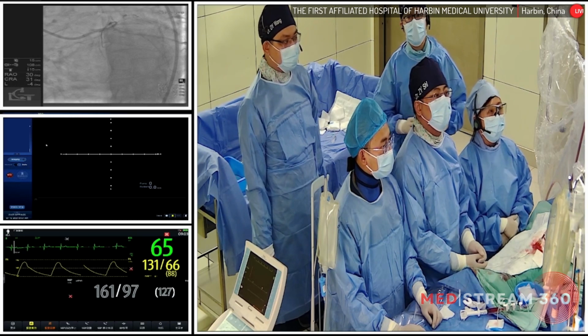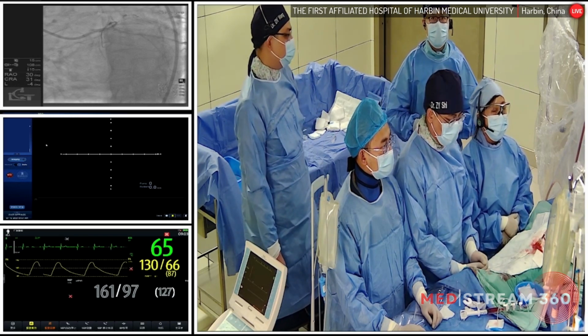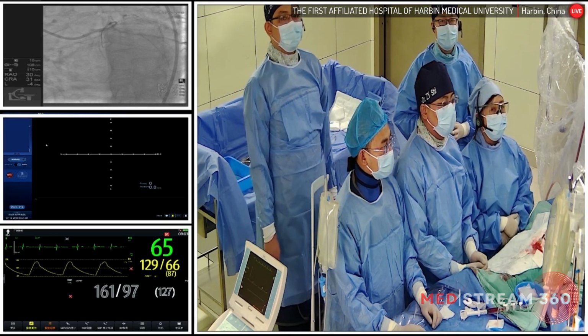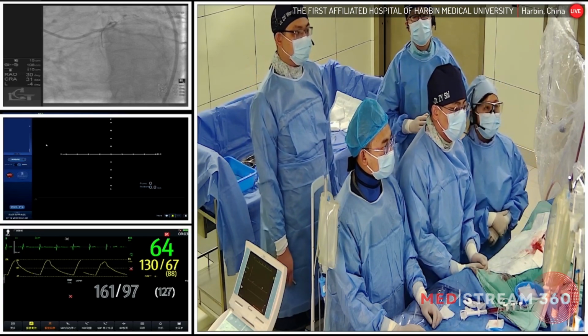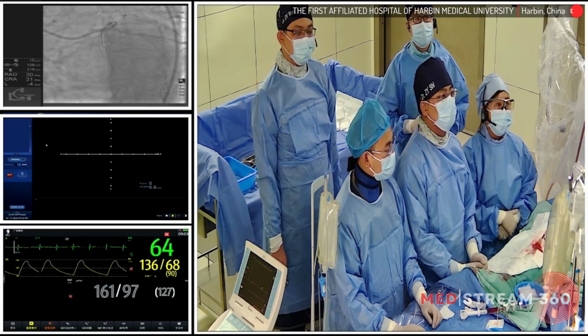Welcome to the second live case from the First Affiliated Hospital of Harbin Medical University. Today we'll get back to where we started. We'll focus on the coronary interventions.